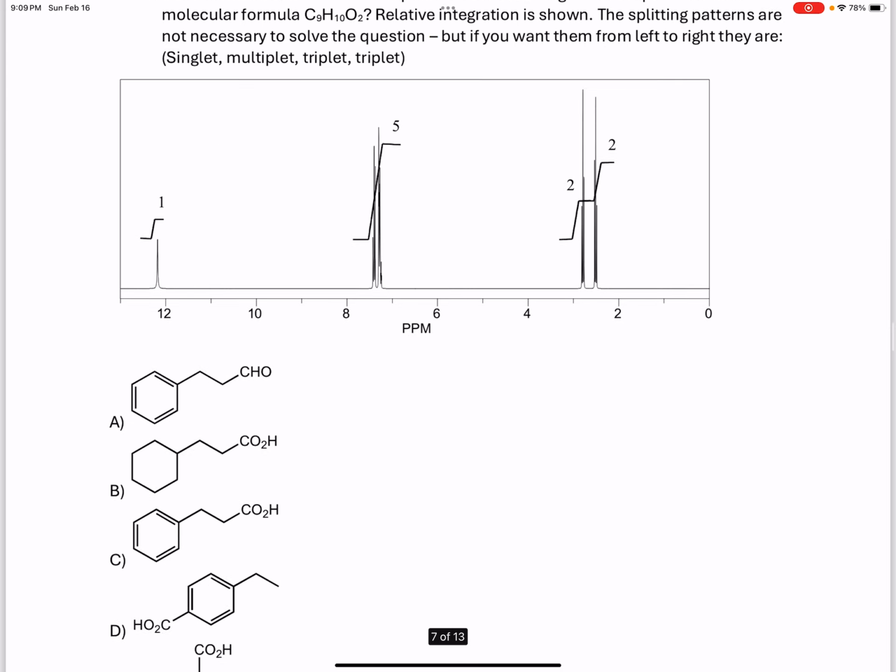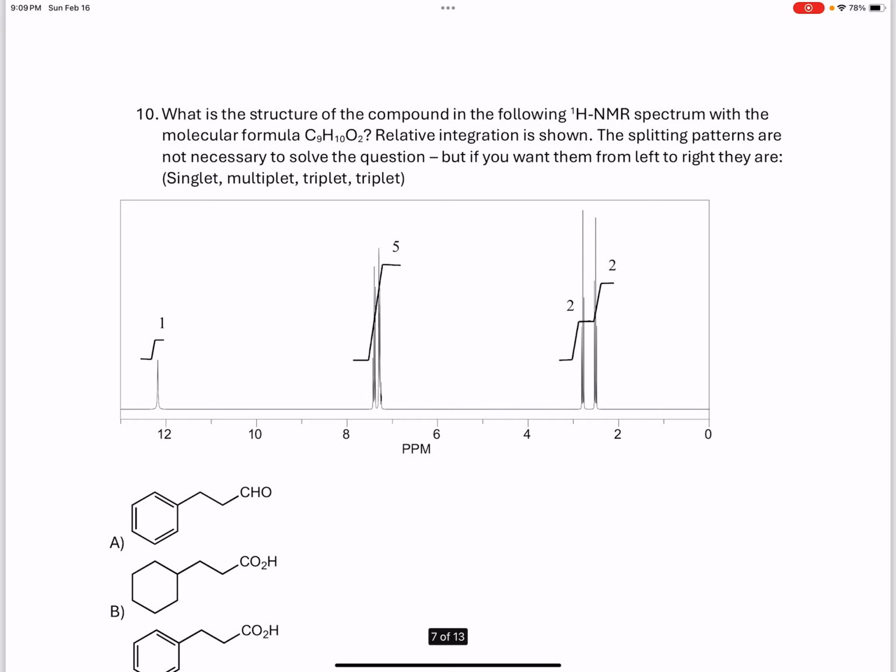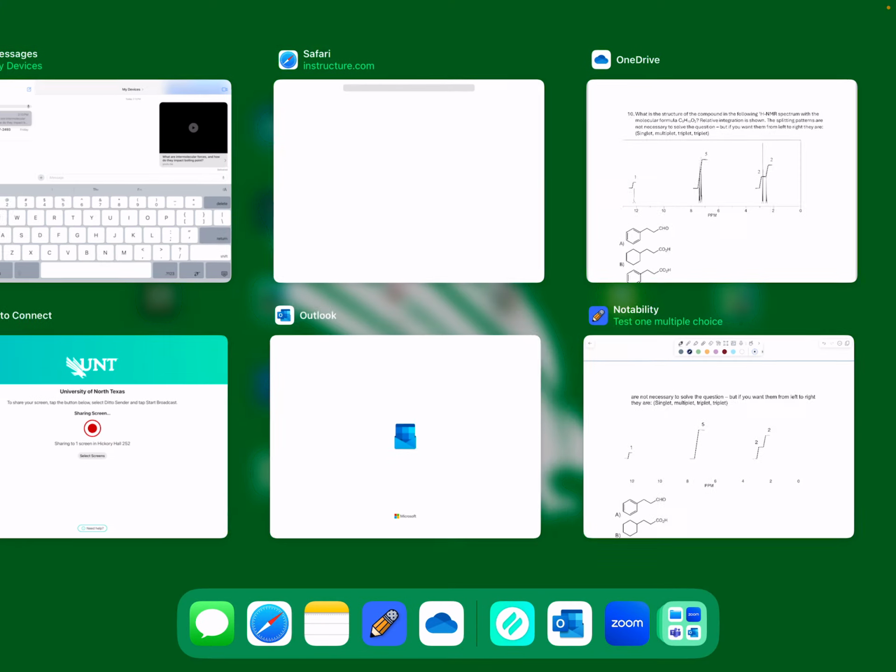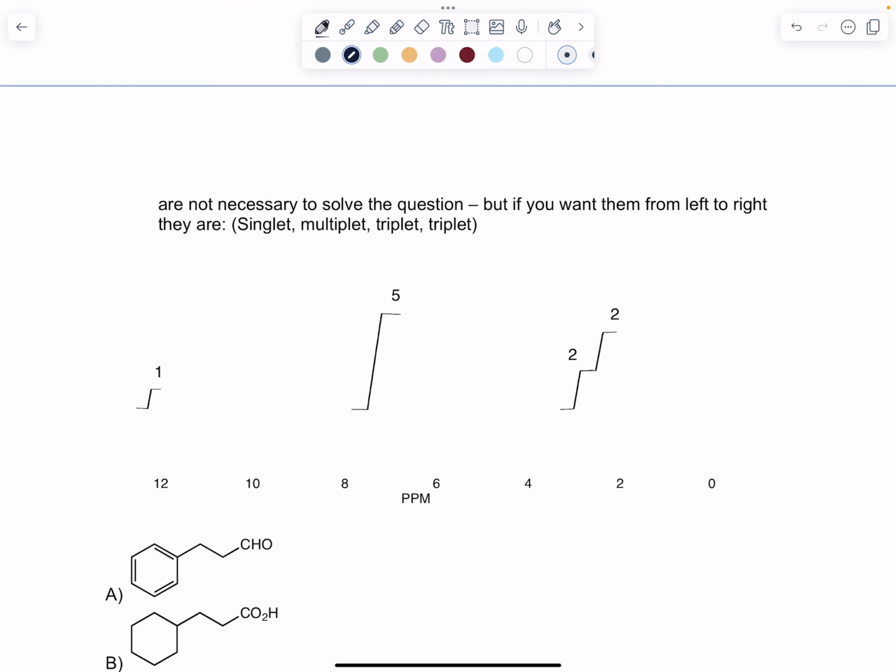Okay, so we have a peak at 1. Okay. So we have a peak here. We have a bunch of peaks here. Oh, this tells me singlet, multiplet, triplet, and triplet. Okay.